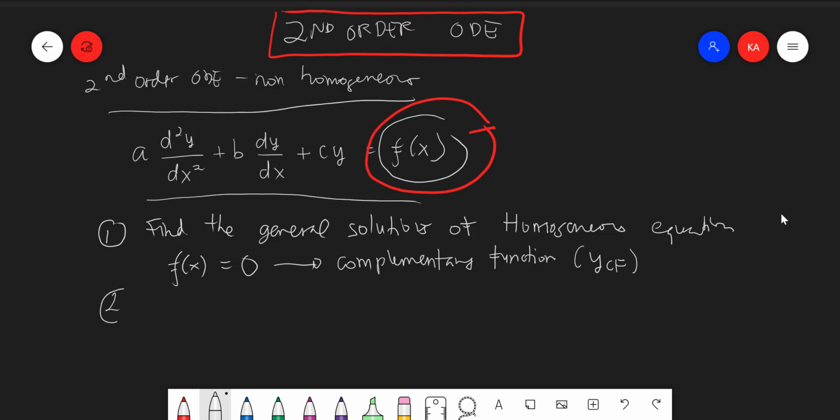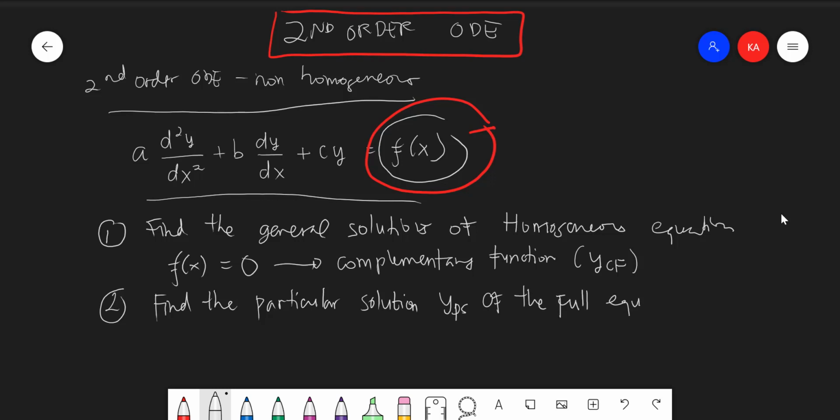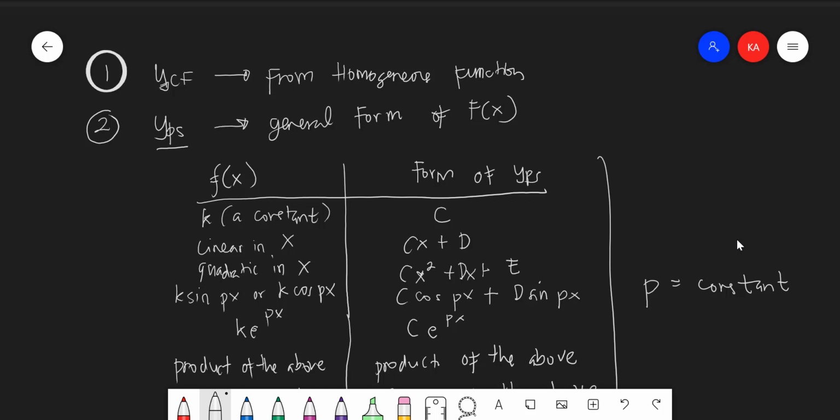The second step is to find the particular solution, y_PS. The y_CF is the complementary function of the full equation. In summary, first we find the y_CF from the homogeneous second order ODE, and after that we find the y_PS by using the general form of f(x). f(x) is the right side of the second order equation.